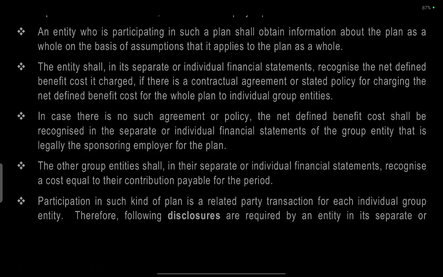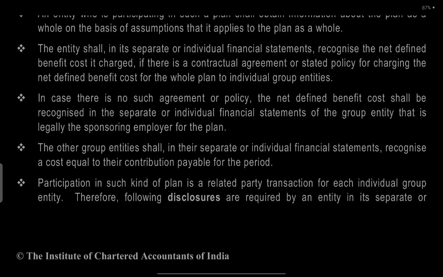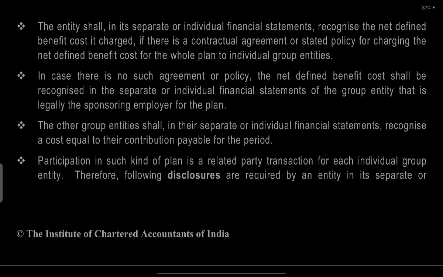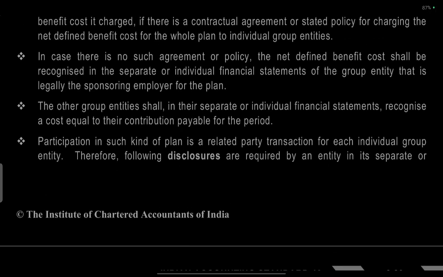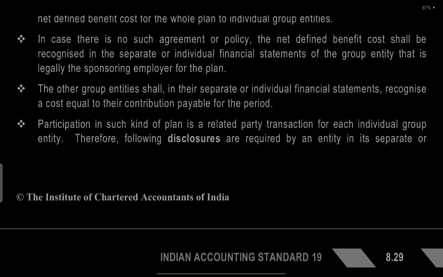An entity shall, in its separate or individual financial statements, recognize the net defined benefit cost as charged if there is a contractual agreement or stated policy for charging the net defined benefit cost for the whole plan to individual group entities. If there is no such agreement or policy, the net defined benefit cost shall be recognized in the separate or individual financial statements of the group entity that is legally the sponsoring employer of the plan.